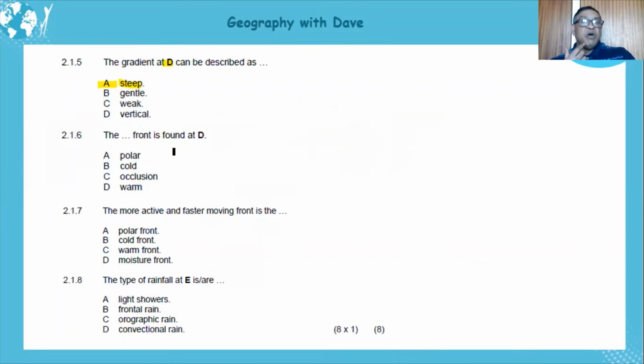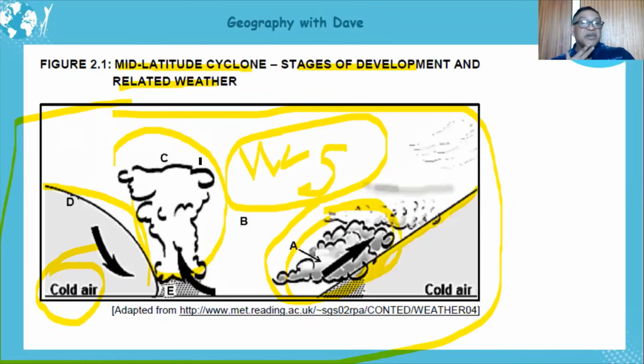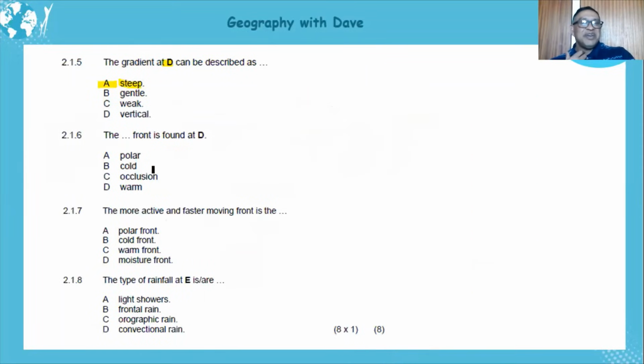Can you see? It's not guessing, it's working out. What front is found at D? All right, you know what front it is already. The cold front, because you recognized all that. All right, and obviously the cold front. Can you see you work out these answers, learners? All right, let's go on. Apologize. The more active, faster moving front is, you know it's a cold front, all right, because it's coming in and wedging. Okay, so that is a cold front. All right, all these become simple.